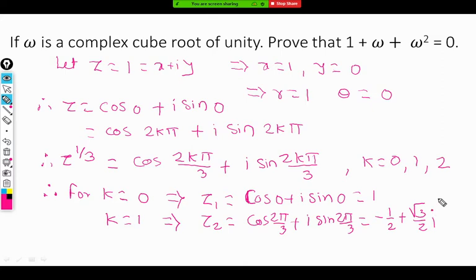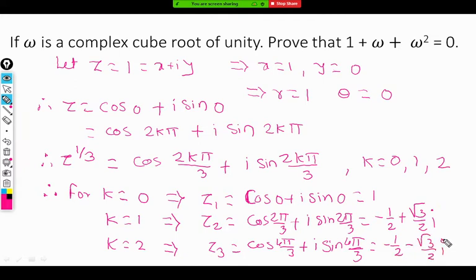And third, k equal to 2 implies z3 is cos 4 pi by 3 plus i sine 4 pi by 3, because we replace k by 2. So 2 into 2 is 4 pi by 3 there. Now if you calculate cos 4 pi by 3, it comes minus half again, and it is minus root 3 by 2 i. We just have to give the notation.